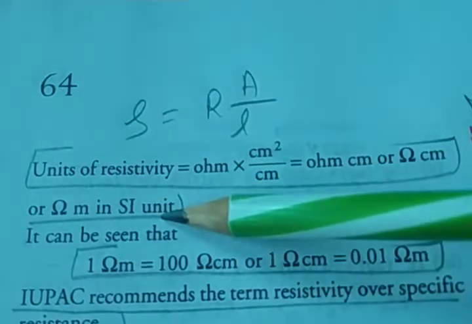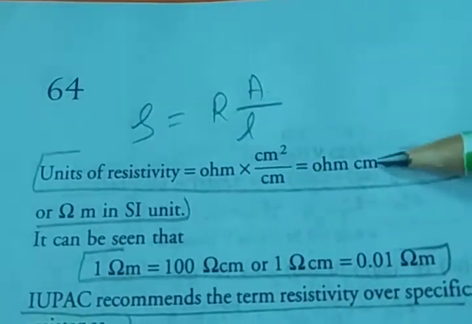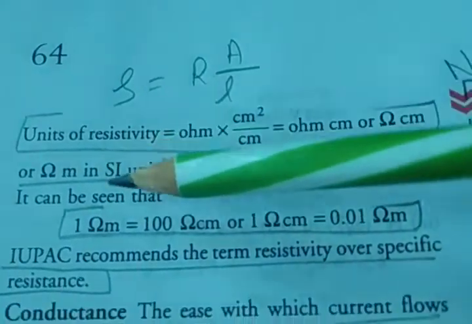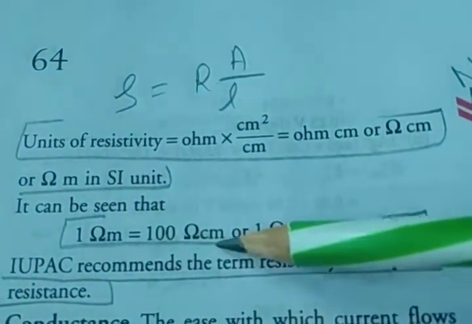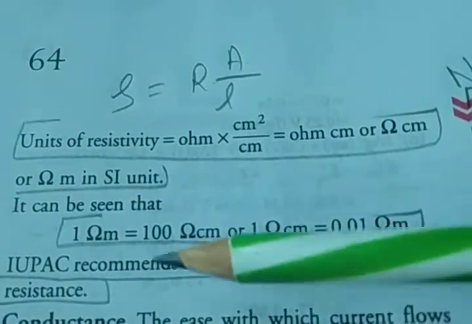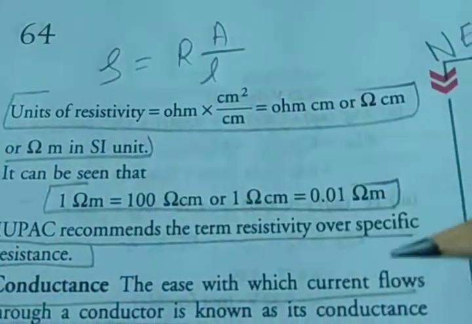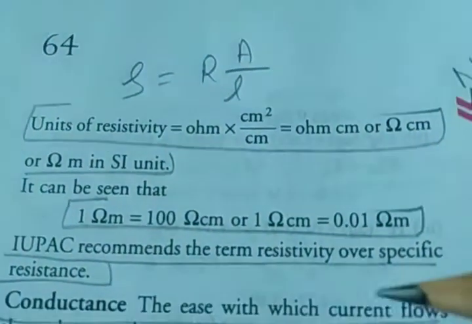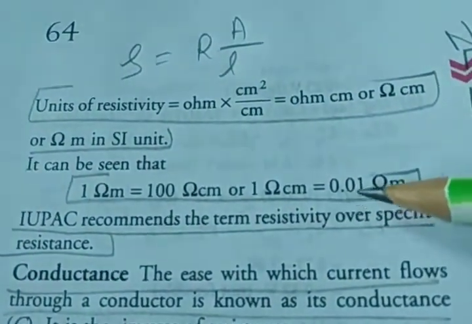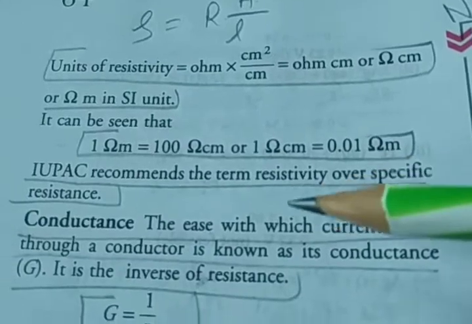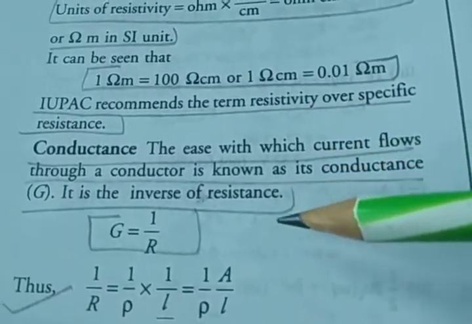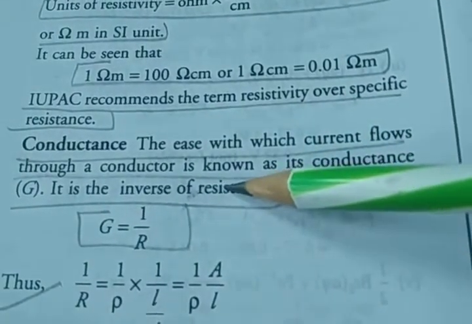In SI, in place of centimeter we take meter, and 1 ohm meter is equal to 100 ohm centimeter, because 1 meter is equal to 100 centimeter. Otherwise, the opposite way, 1 ohm centimeter is equal to 0.01 ohm meter. This is IUPAC recommended.